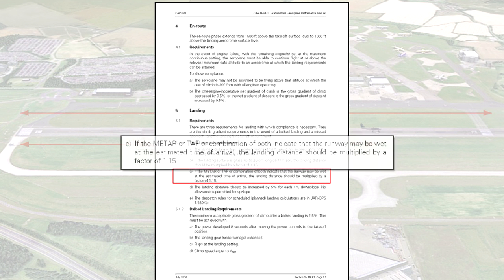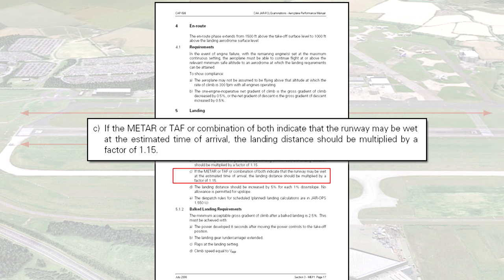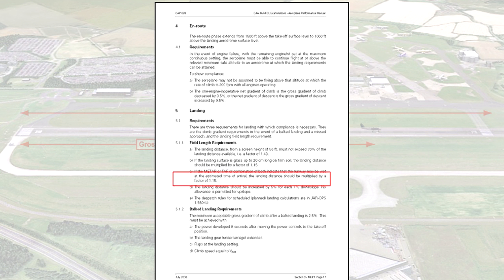Point C states that if there is an indication that the runway may be wet at the estimated time of arrival, the landing distance should be multiplied by a factor of 1.15. Again, multiplying the calculated landing distance by a factor of 1.15 will increase the landing distance by 15%.